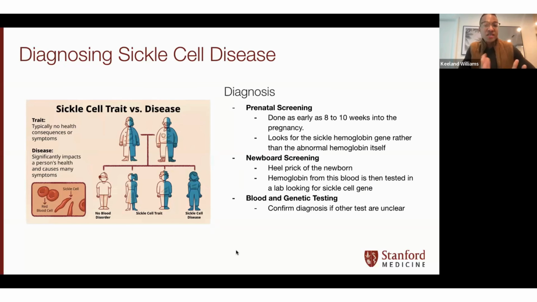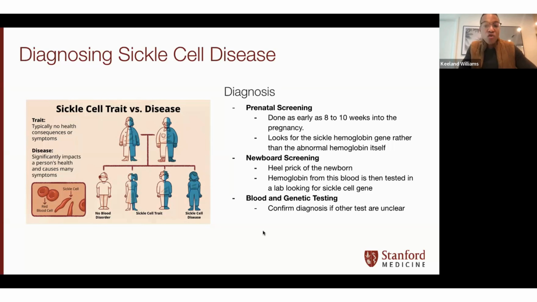So this is how you can diagnose sickle cell disease early on. And it's really good because these patients are typically diagnosed as children. And so we can catch the disease early on and learn how to manage it going forward. And so the prenatal screening is done as early as 8 to 10 weeks into the pregnancy, and it looks for the sickle hemoglobin gene rather than the abnormal hemoglobin itself. So it's looking for the actual genetic mutation rather than just looking at the red blood cell.